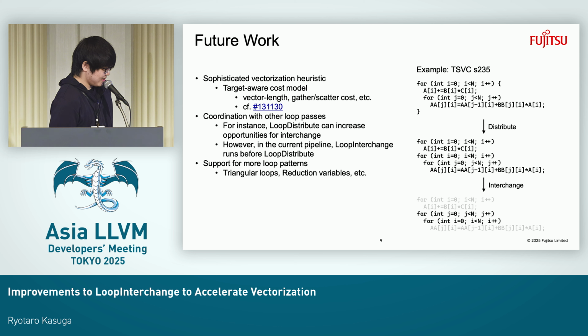And the second one is the phase order problem. This is a phase order problem rather than a loop interchange issue itself. But as you can see on the right, performing loop interchange after distribution may provide a better result. However, in the current LLVM pass pipeline, we cannot perform such a transformation because loop distribute is always executed after loop interchange.